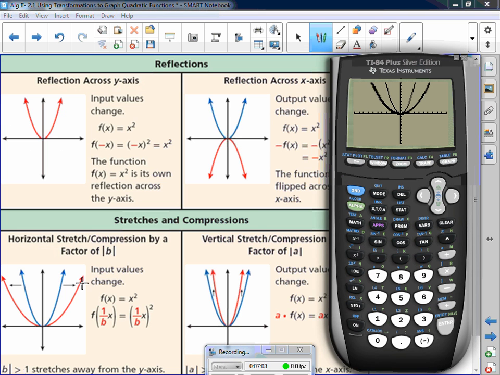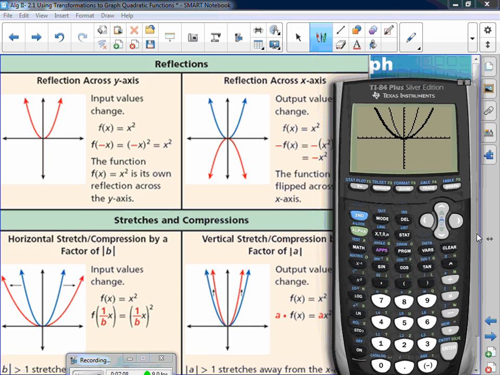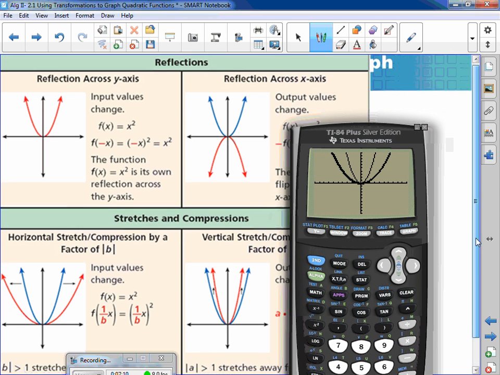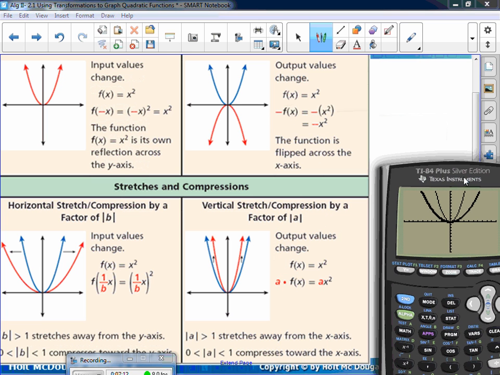What this is saying is it is vertically stretched or compressed by 1/4. When it's less than 1, when it's between 0 and 1, it compresses toward the x-axis. If it's greater than 1, it stretches away from it. So because it was a 1/4, it has now taken the graph and pushed it downward. It opened it up. If you push something down vertically, it is going to stretch it horizontally. Questions?